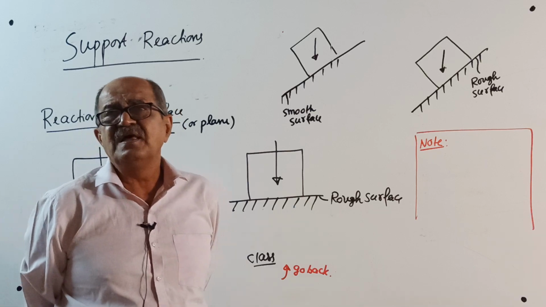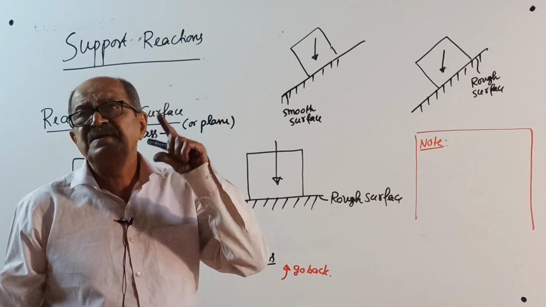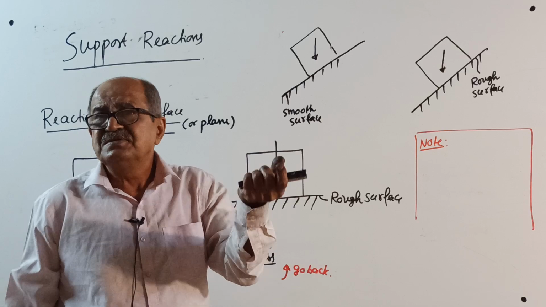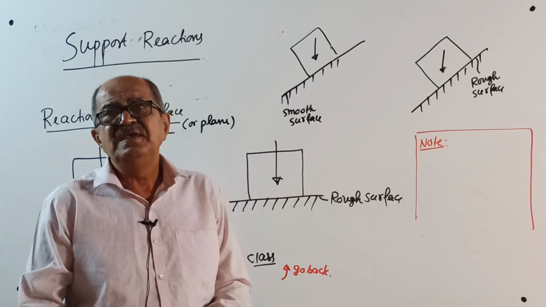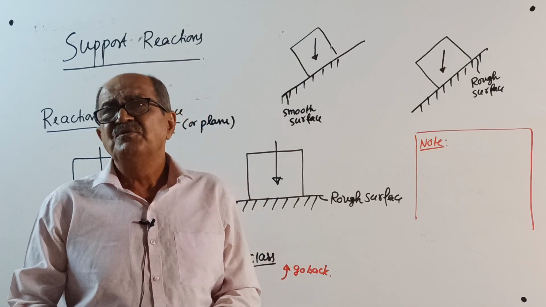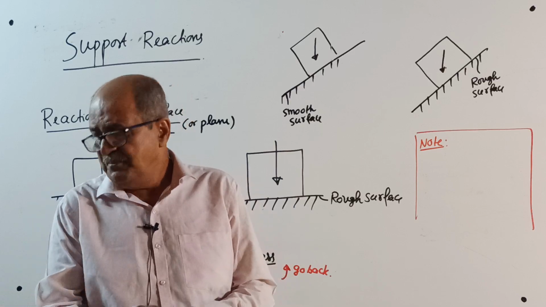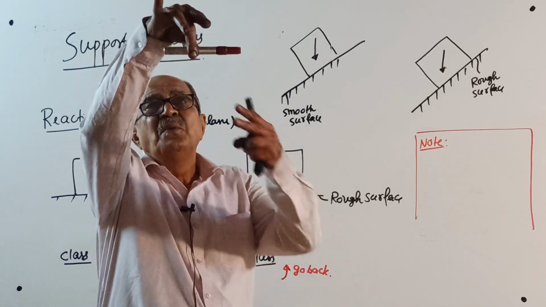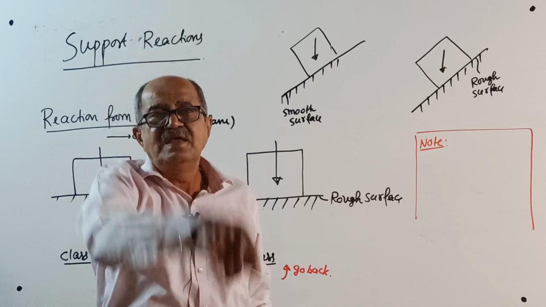Support reactions are the reacting forces or sometimes couples acting on the member or body which is supported by the support. Some support will be there. See, each and every structural member or any body, for equilibrium, requires some support. For example, I will take this pen. Unknowingly, my fingers are supporting it now. Suppose I remove the finger, see, it will fall down.